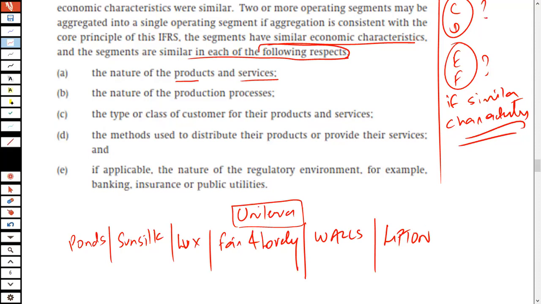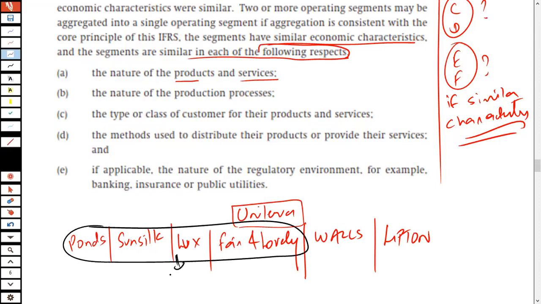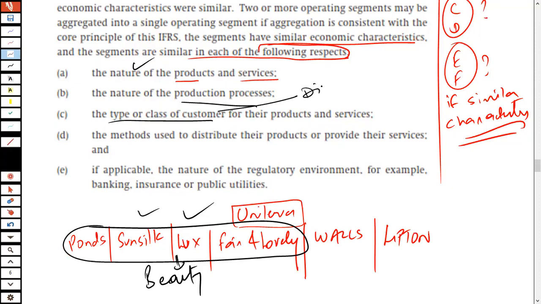So what Unilever has done is combine all of these products under one single segment, called the beauty segment. Why? Because the nature of these products and services is the same. The nature of the production process is more or less the same. The type or class of customer: usually Unilever sells to distributors. It does not go for wholesale or retail sale on its own. The methods to distribute their products: usually third party distributors. And if applicable, the nature of the regulatory environment, for example banking, insurance, etc.